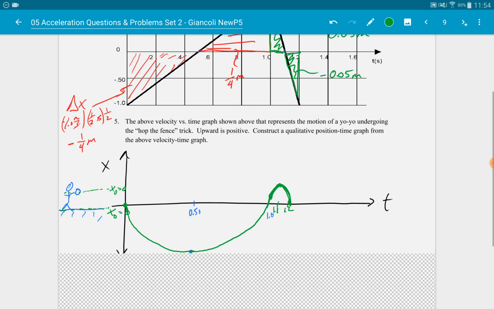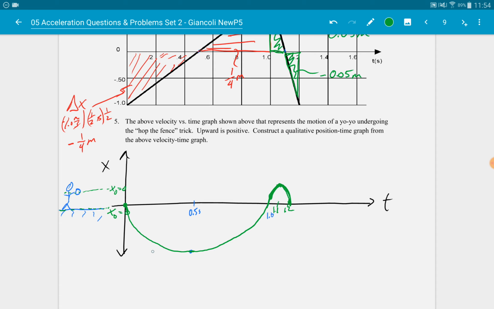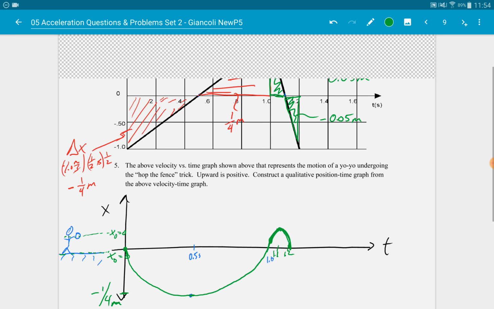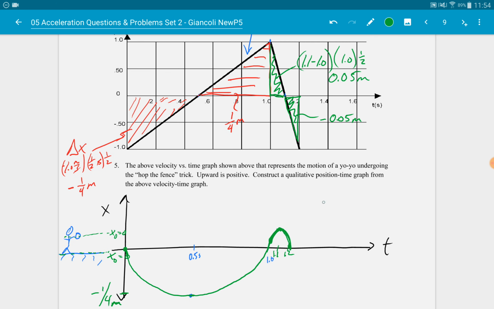And so then we look down here and we go, oh yeah, I can put in the units now. This down here is negative 1/4 meter. It goes 1/4 meter down, and then it goes 1/4 meter back up to there. And then it goes 0.05 meters high there. So I kind of made this one too high, so my scale doesn't really work out, but that's okay. We can tell that it's 0.05. I got the real numbers there.